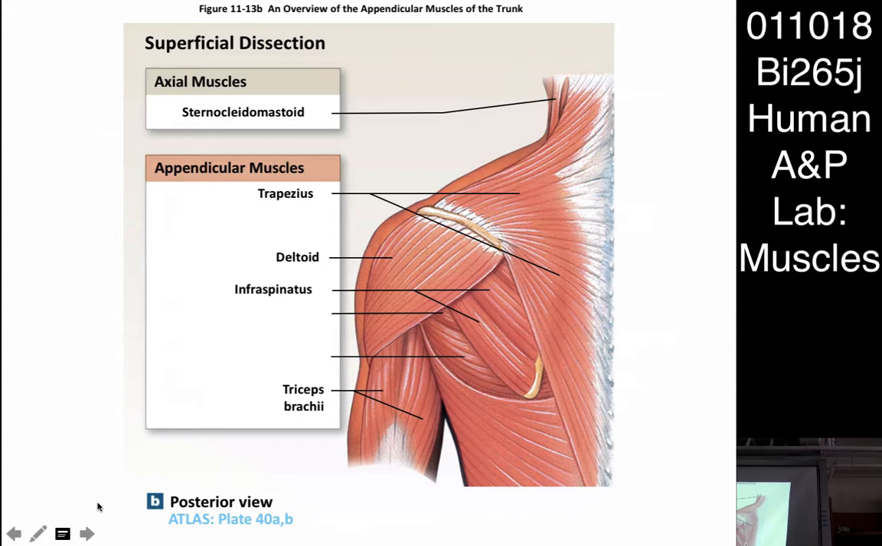So part of the rotator cuff comes across and inserts on the humeral head, and then the supraspinatus, which I don't have labeled here, is the muscle that's underneath the trapezius, because the trapezius inserts onto that scapular spine, but just deep to it would be the supraspinatus. Supraspinatus, also part of the rotator cuff.